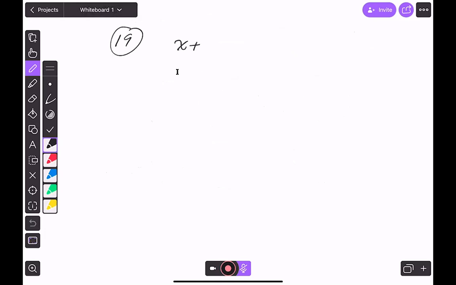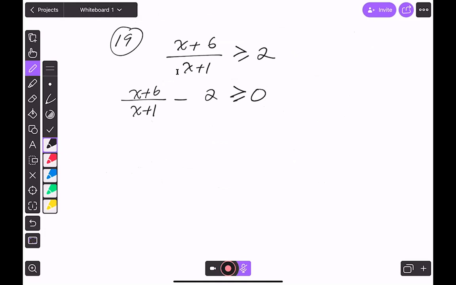x plus 6 over x plus 1 greater than or equal to 2. Well, again, one term. It's rational, by the way, compared to 0. Let's write this down. Yes, some work. There's my 0. One term. And yeah, you would need to know basic algebra to do that kind of work there.